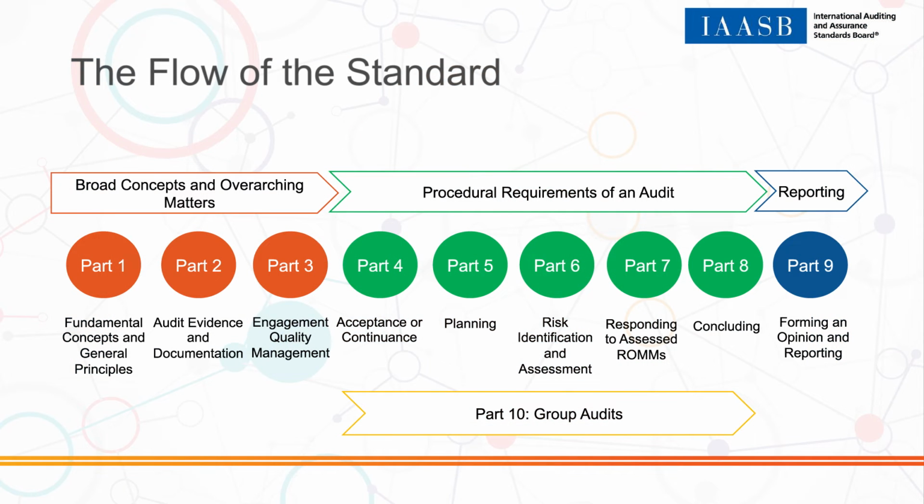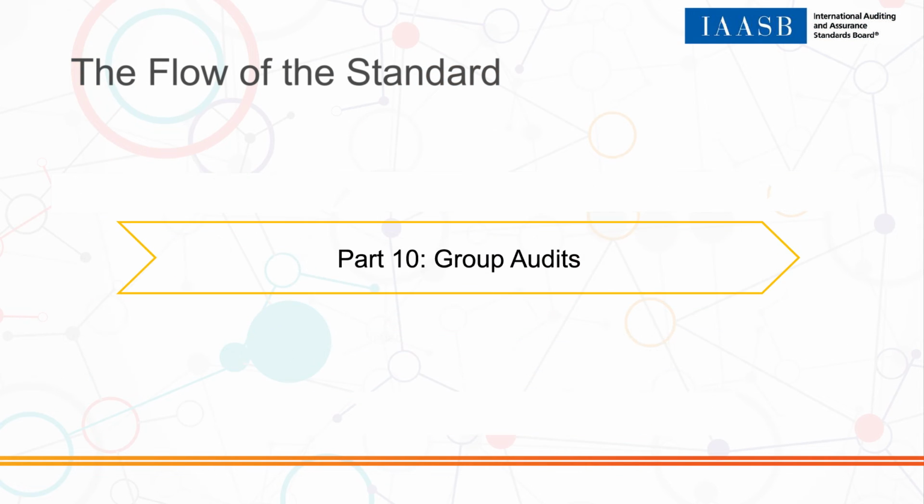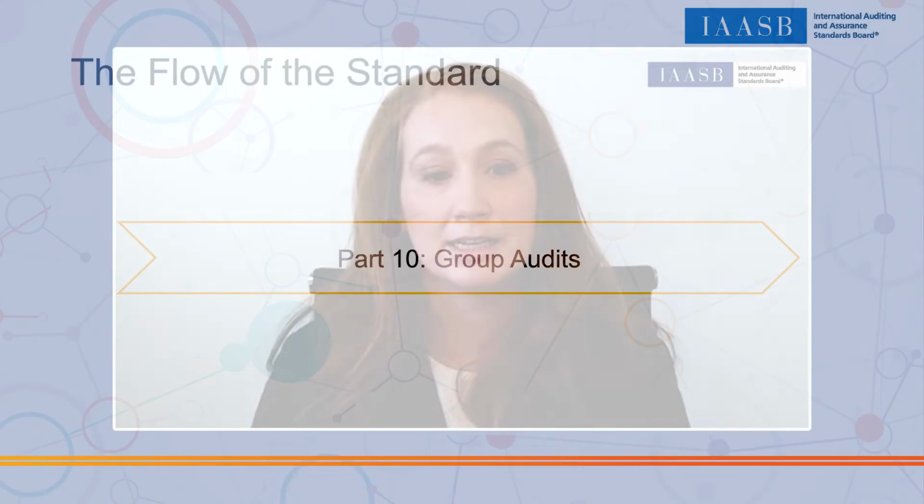Our final part is Part 10, which is only applicable in the context of an audit of group financial statements. It sets out the special consideration that apply to all phases of the audit. The standard also includes appendices, which include a glossary of terms, assertions, an illustrative engagement letter, an illustrative representation, as well as other relevant supporting materials for implementation. I will turn it back over to you, Jasper, to discuss the layout of each part.